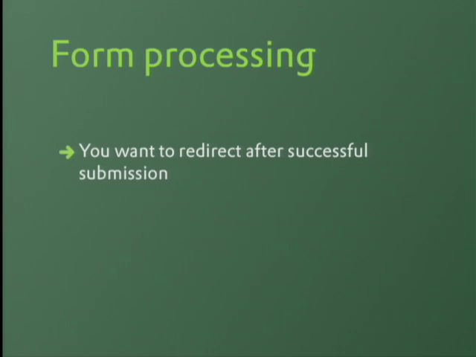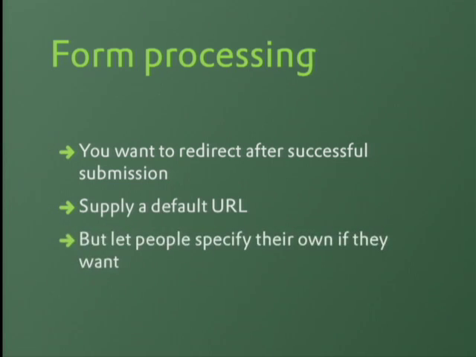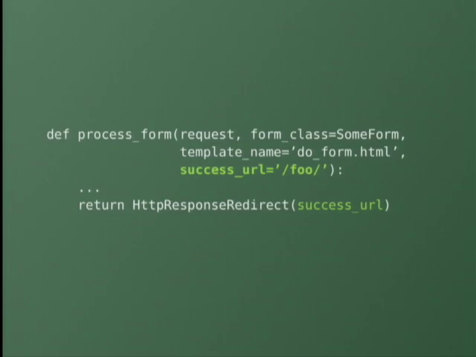Another aspect of form processing, a lot of times people want to redirect after a submission. So, okay, we'll supply a default URL, and we'll let people specify what they want to do afterwards. Contrib auth does this. Generic views do this. And again, you can take an argument. Usually you'll see people calling it success URL and just redirect afterwards.